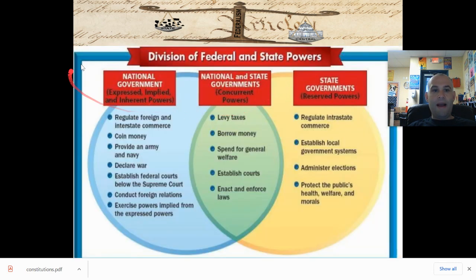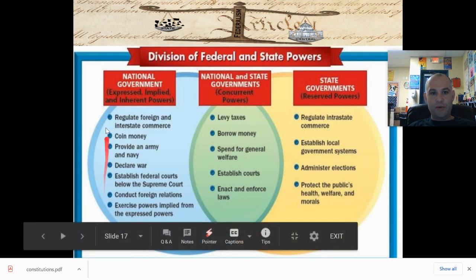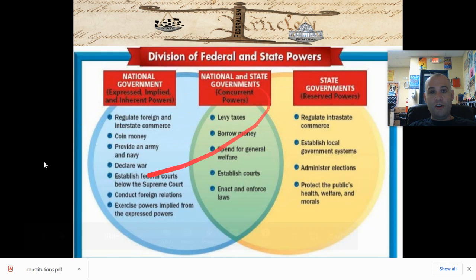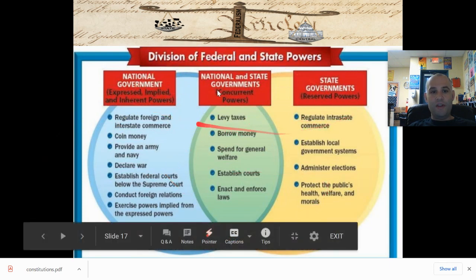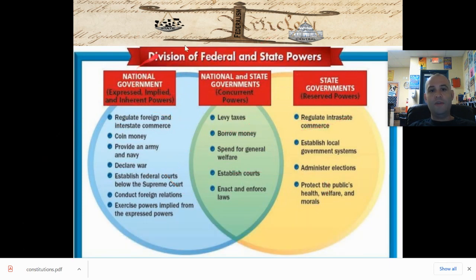So again, powers of the national government are called expressed or delegated powers. Powers of state governments are called reserved powers, and then concurrent powers are powers they share. You will most likely see a Venn diagram like this on your EOC. So make sure that you understand expressed powers in national government, concurrent powers the two governments share, and powers reserved to the states.